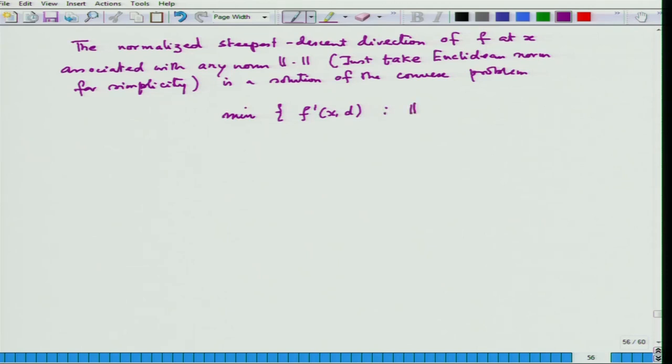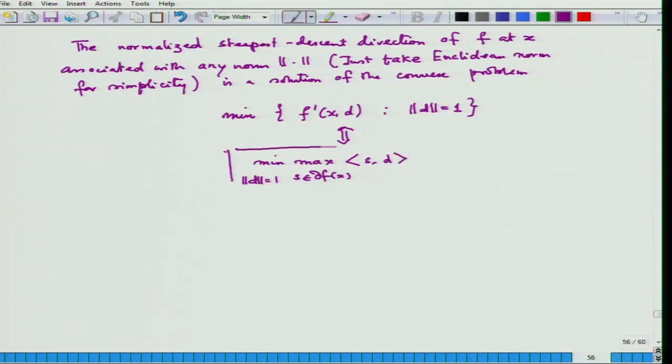And we can of course take, because we have normalized, norm d equal to 1. So, this will be a compact set over which we are minimizing a continuous function. You can also take norm d less than or equal to 1, it does not matter. So, this problem is equivalent to the problem, these two problems are the same. It can also be thought of as a min-max problem.